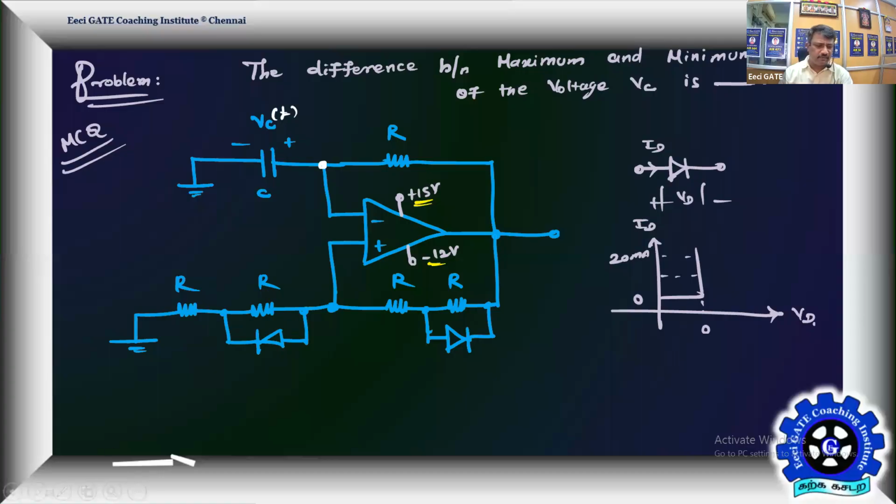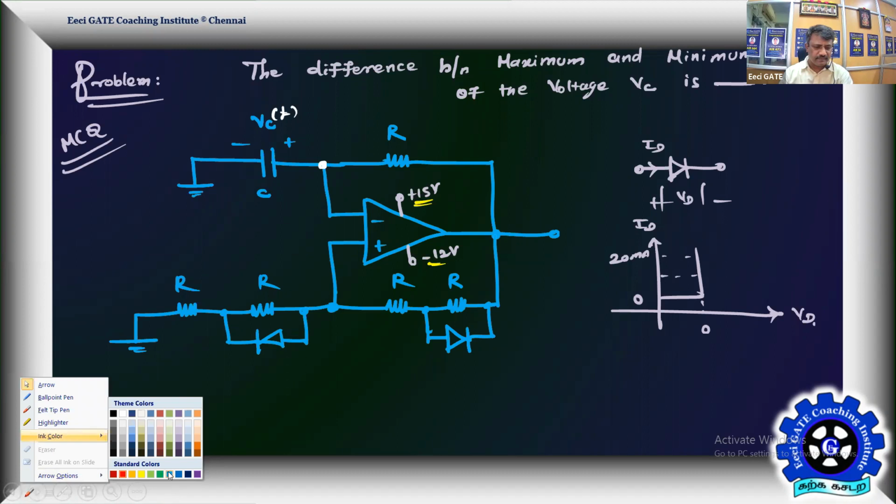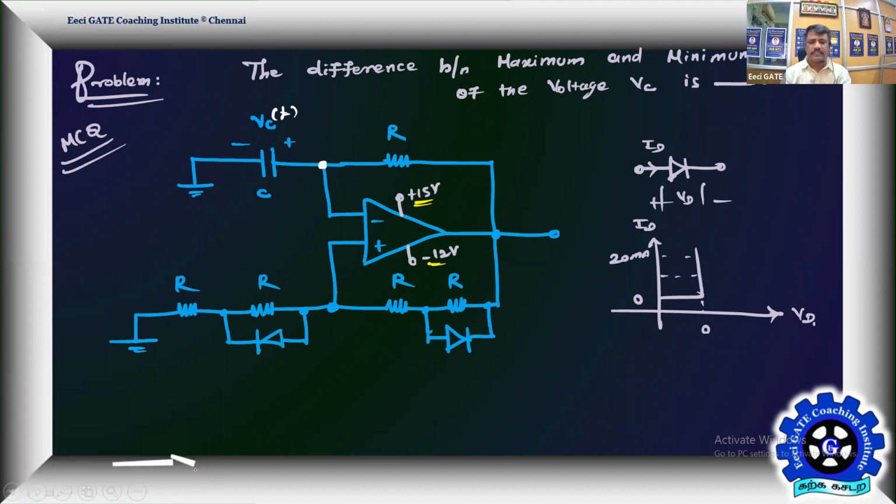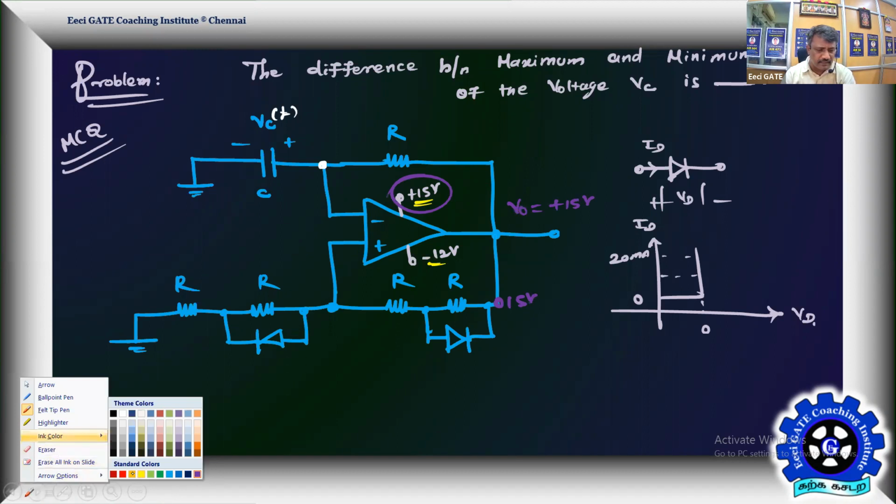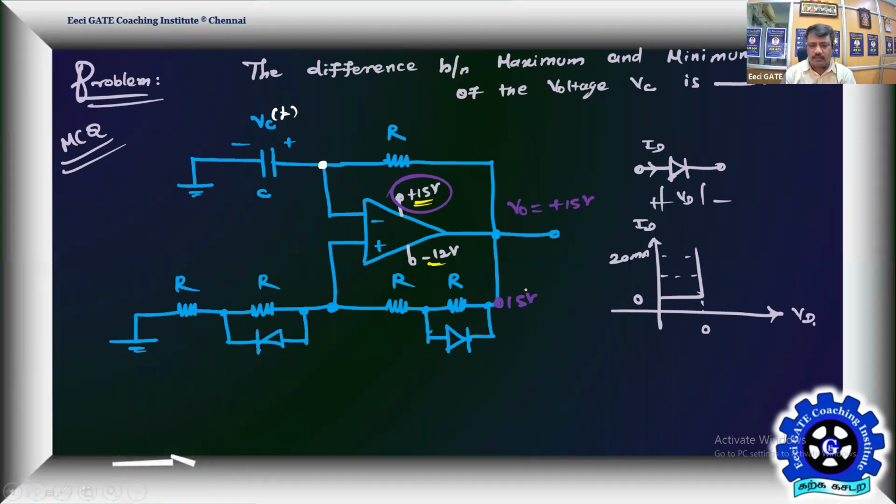Now let us find the UTP. Let me assume the output of the op-amp is at positive saturation. The assumption here is that VO is positive. That's what it means. So the output is plus 15.